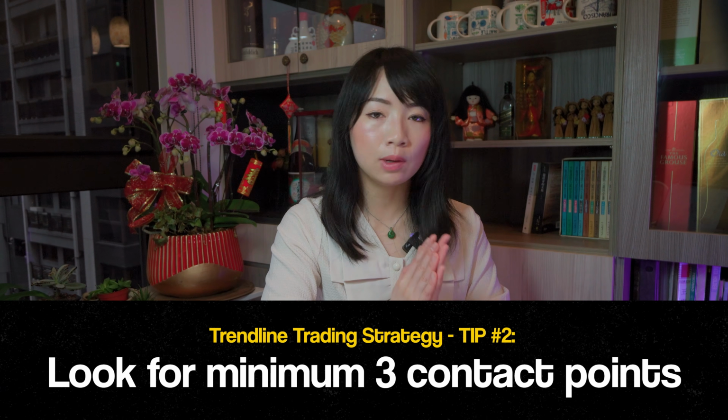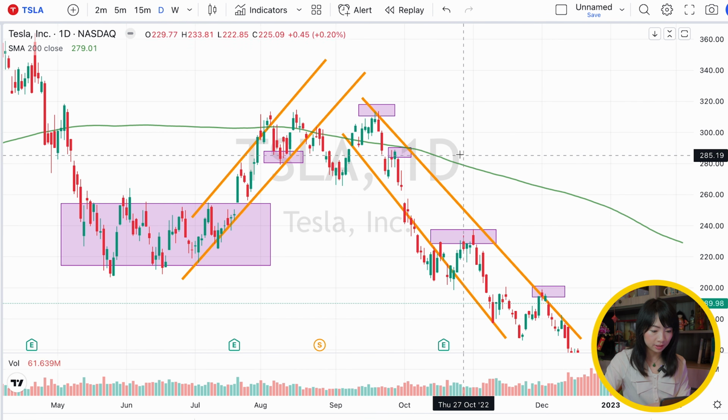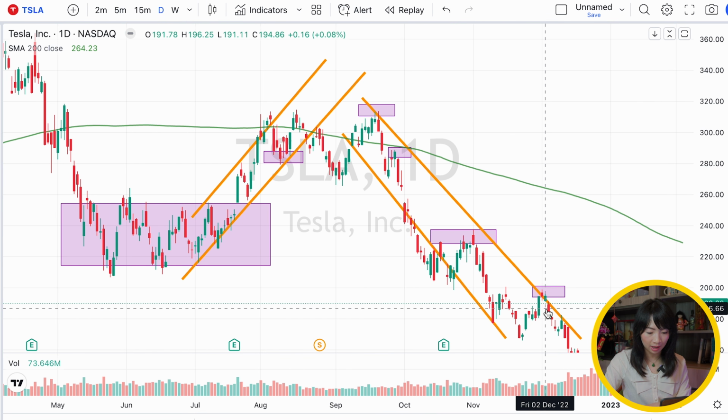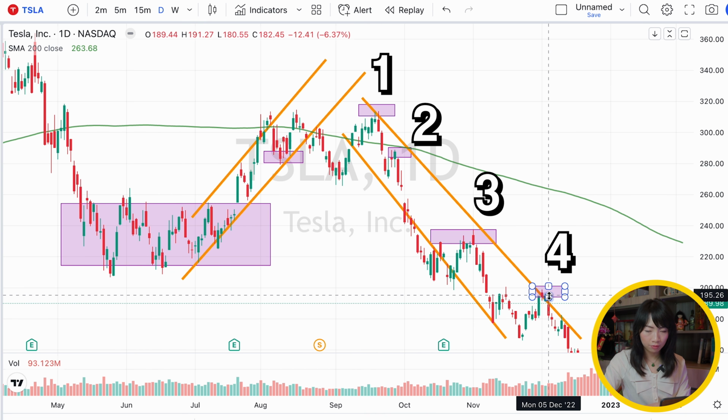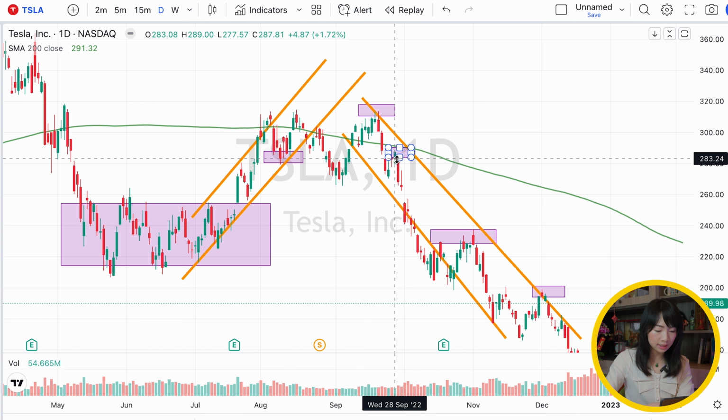And the second tip I have for you when drawing trend lines is that you want to make sure there are at least 3 contact points. In fact, you want to see as many as possible on the chart. Looking at the Tesla example here, you can see the contact points for this line, 1, 2, 3, 4. So that's really good, right? That's even more than 3. That's where you see the downtrend.